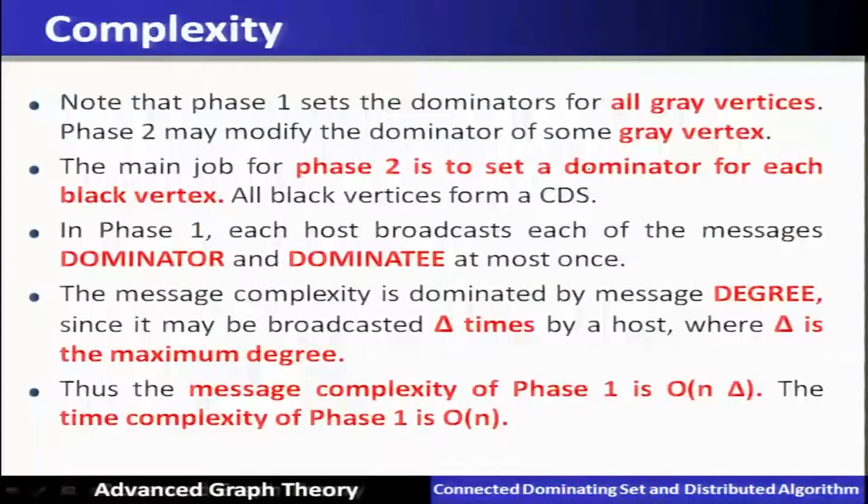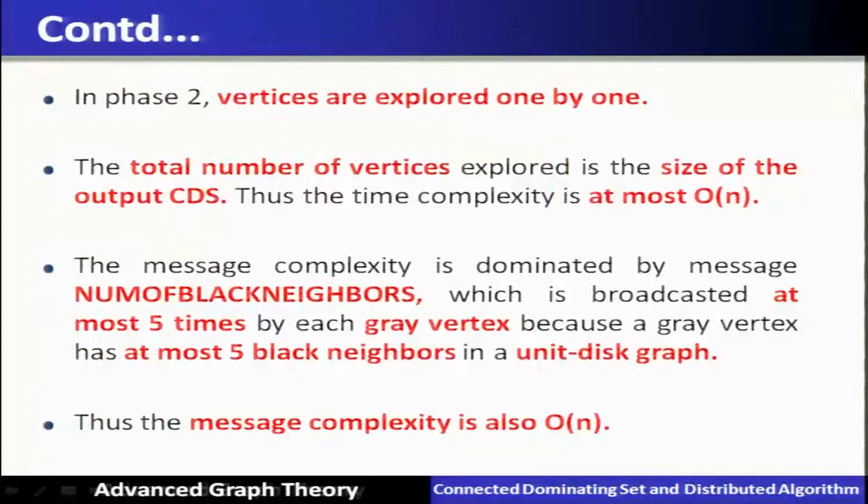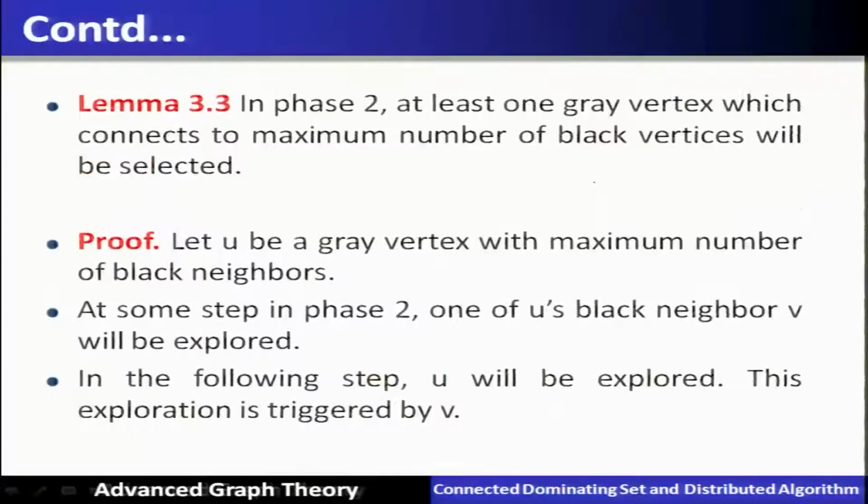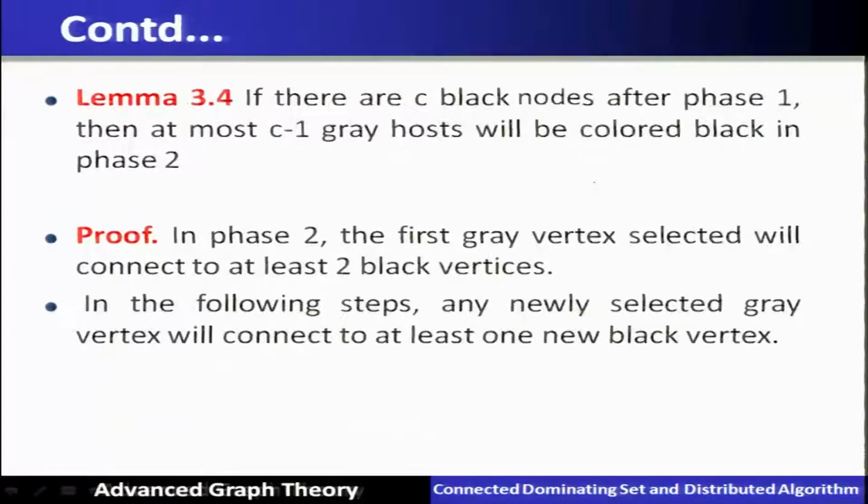The complexity of phase 1 and the complexity of phase 2 we will see; the total time complexity is of the order n, and message complexity is of the order n times big delta. Now let us see the performance analysis. Phase 1 computes an MIS which contains all the black nodes. Another lemma says that in phase 2 at least one gray vertex which connects to the maximum number of black vertices will be selected.